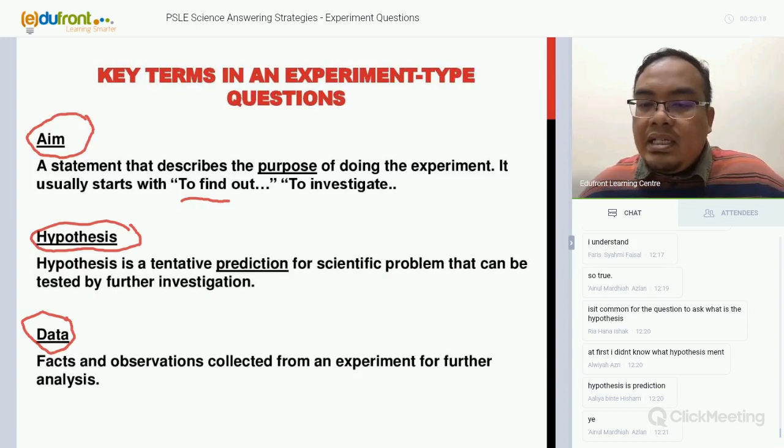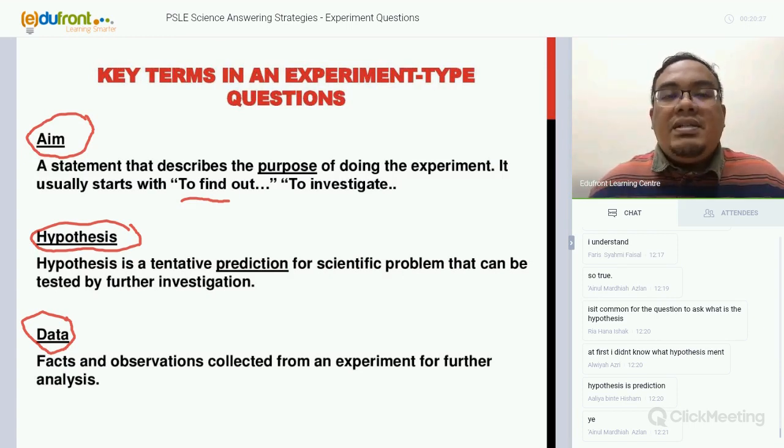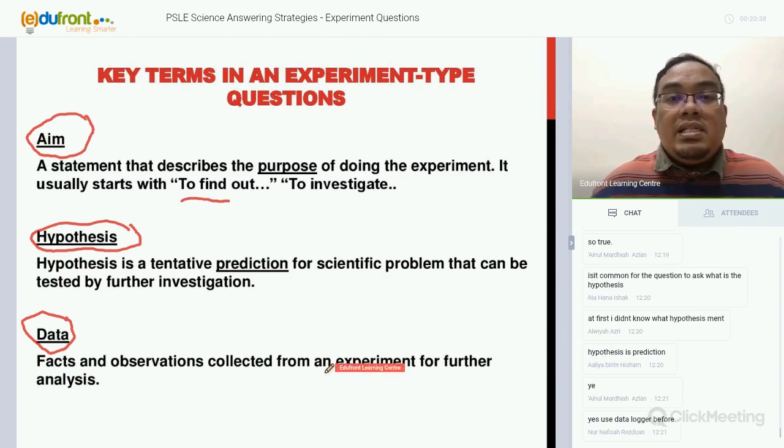Okay, somebody asked, is it common for a question to ask about hypothesis? No, not really. Okay, hypothesis is not a very common question because it is very general. Okay, it's not a kind of common question in the PSLE, right? However, they state in the question, and you're expected to know what is the hypothesis, right? So this is in the syllabus itself.